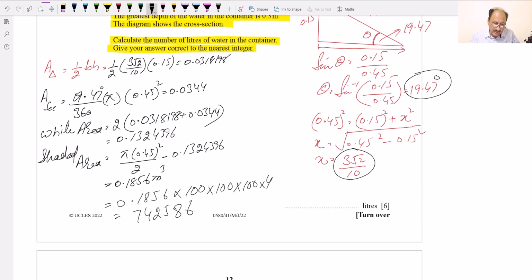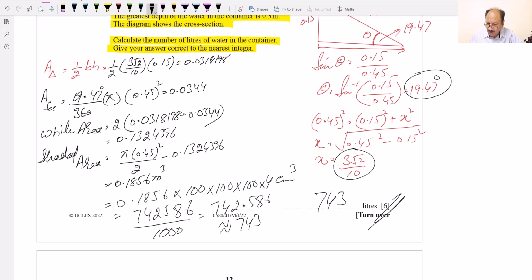742586, and they are saying to the nearest integer, correct to the nearest integer. So it will be divided by 1000 for the liters. We have converted this as centimeter cube, now we will divide by 1000, so it will be 742.586, which is rounded to 743. So 743 will be our final answer. This will be in liters, and this was 6 marks.